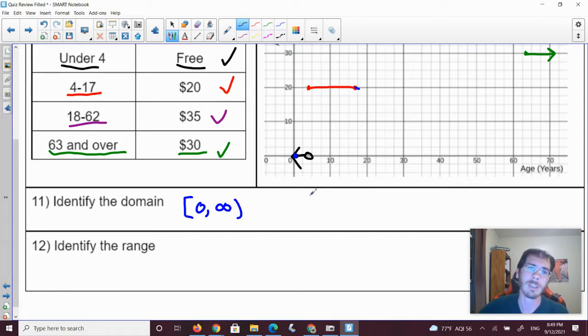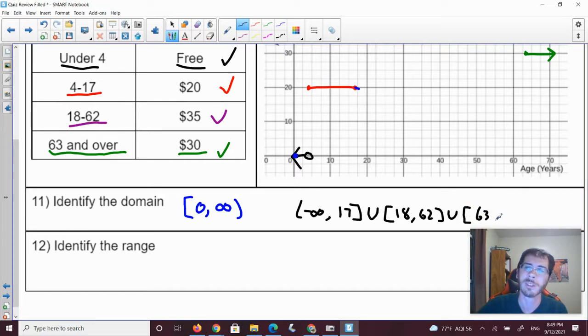The wackiest domain you can get would be, since it does say under 4, technically that would be negative infinity to 4. And we can go all the way till we're 17. So the wackiest domain says, no, when you're 17, you stop. And with your 17.5, you don't pay anything. It starts back up again once you get to 18. And then that goes until you're 62. And then when you're 62.5, well, you're not on the chart anymore, so you have to pay. So then it starts up again, goes to 63, and it goes out to infinity years old.